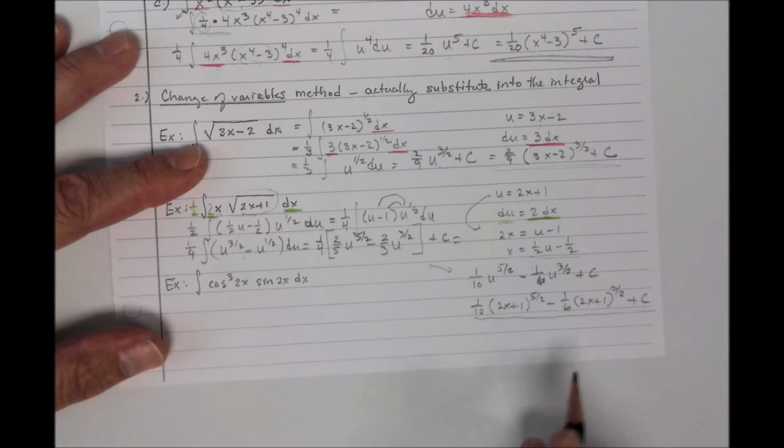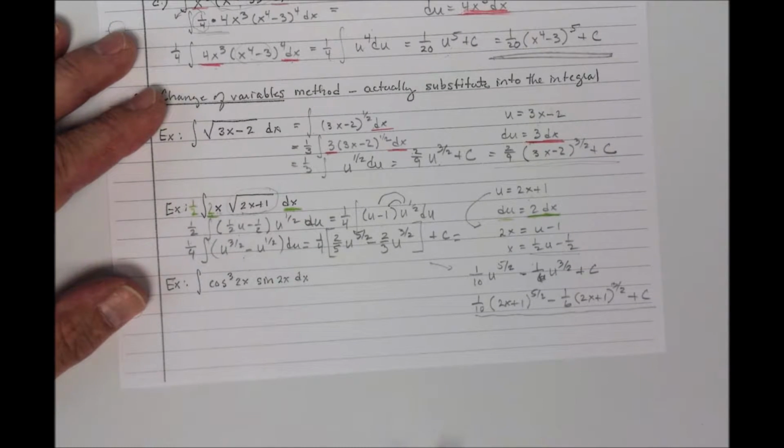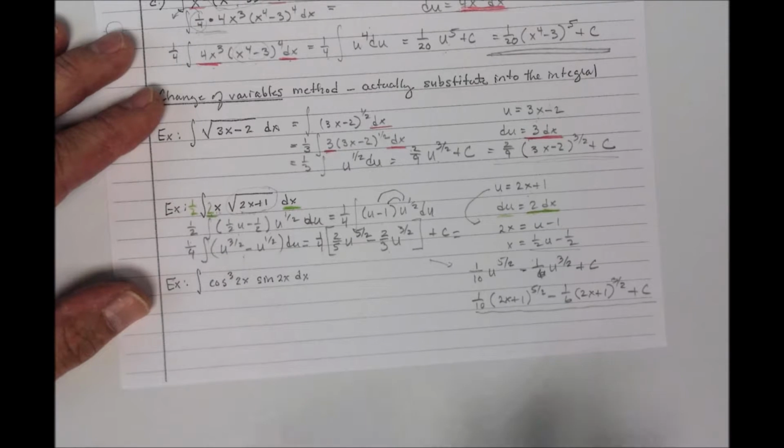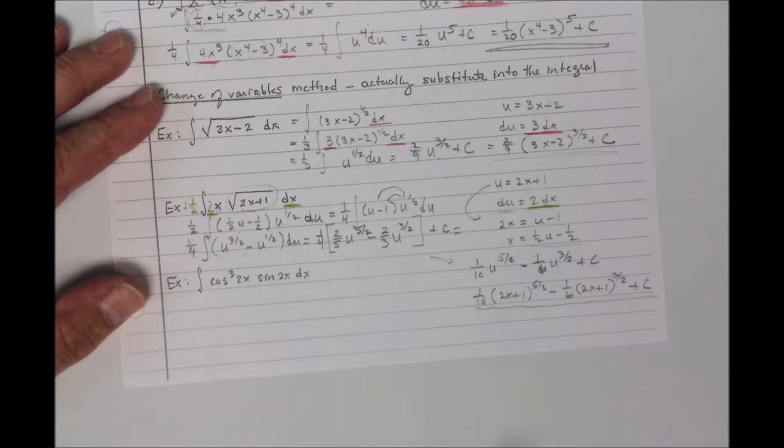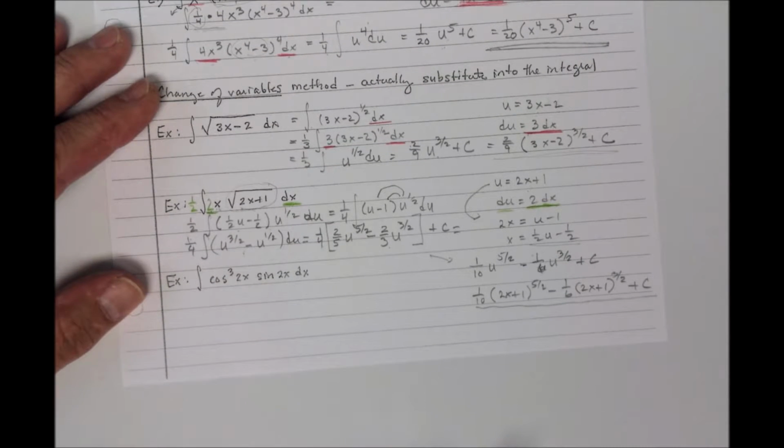And you don't have to factor out a quantity 2x plus 1 to the 3/2 out of the first couple of terms. You can just leave it like that. Whew, that one had some stuff to it.